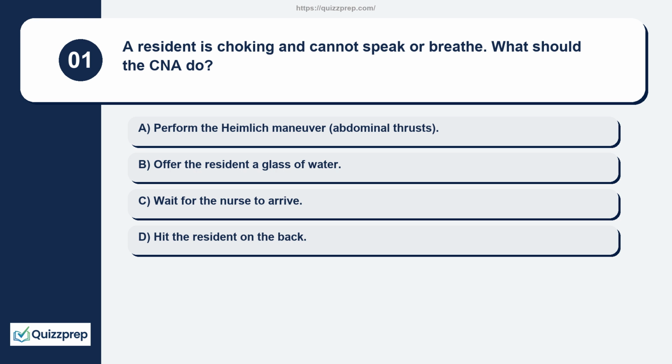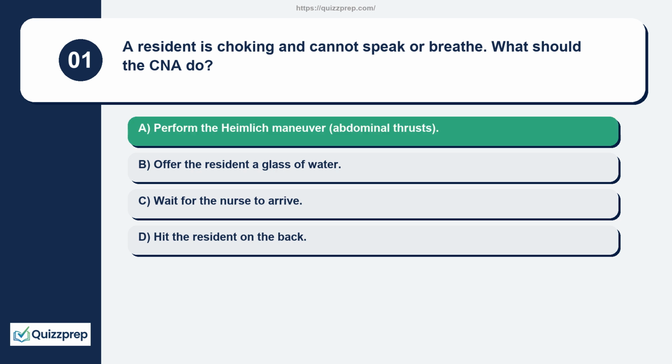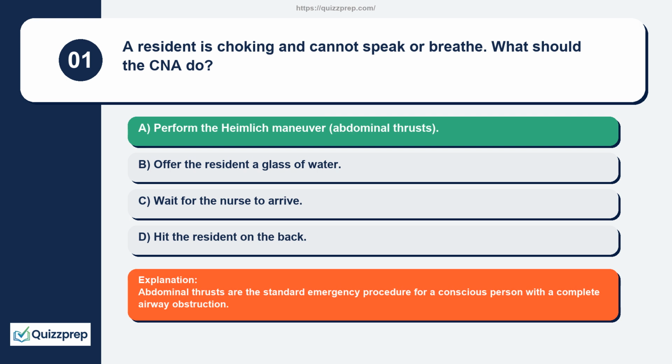Offer the resident a glass of water. Wait for the nurse to arrive. Hit the resident on the back. Abdominal thrusts are the standard emergency procedure for a conscious person with a complete airway obstruction.